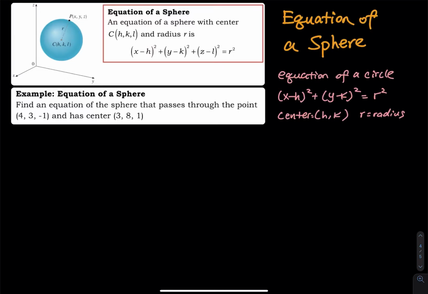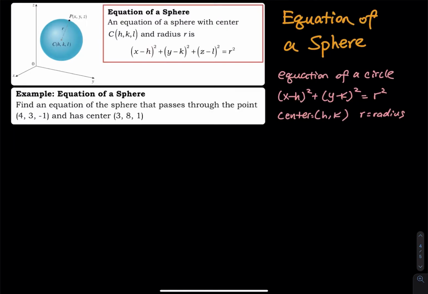Okay, based on the equation of a circle, let's take a look at it. That is (x - h) squared plus (y - k) squared equals r squared. The center is (h, k), and r is the radius. And then in 3 dimensions, we add one more piece to it. So the center is now (h, k, l), and r is still the radius.